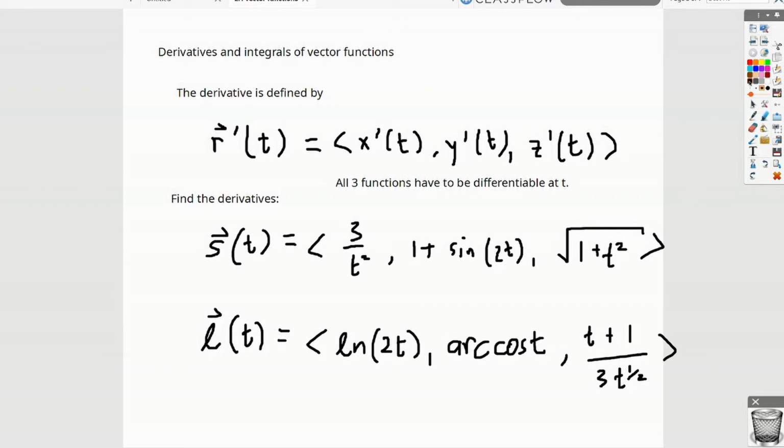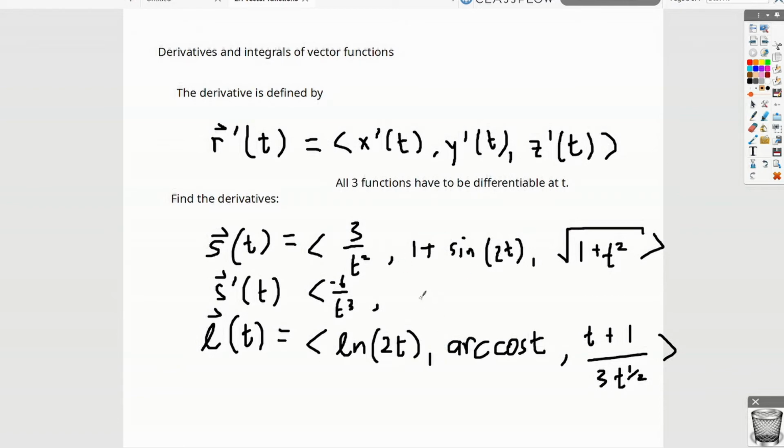Okay, you should have already finished finding the derivatives. If not, then you should pause the video. So let's go. S prime of t, you can do 3t to the negative second power, but I will just calculate it in my head. S prime of t is negative 6 over t to the third power. If you don't see that's a 2, then I'm sorry, but I didn't prepare the video well enough, I guess.